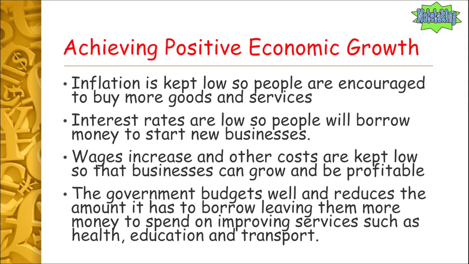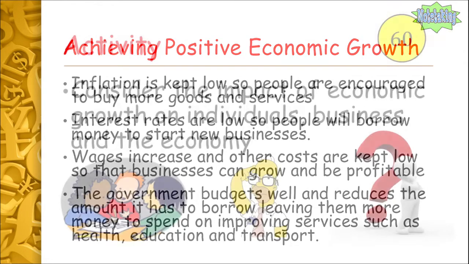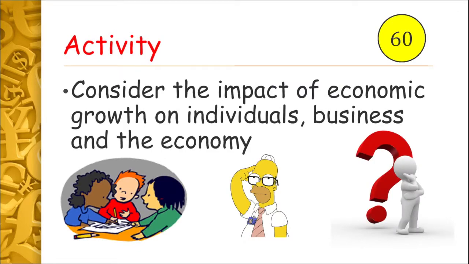The government budgets well and reduces the amount it has to borrow, leaving them more money to spend on improving services such as health, education and transport. When the government borrows money, can you remember what it's called when the government has to pay back the national debt? It is, of course, debt servicing. So if they're borrowing less, then they have less to pay in debt servicing, so they can spend money on other things instead.